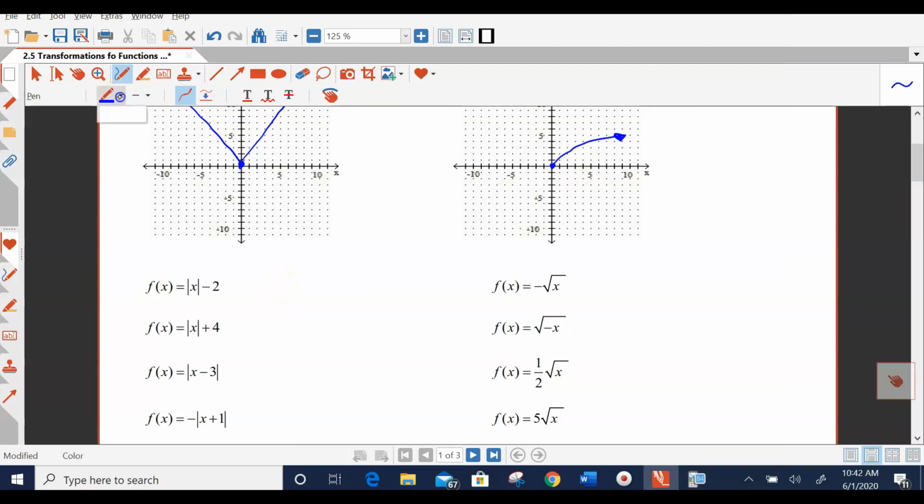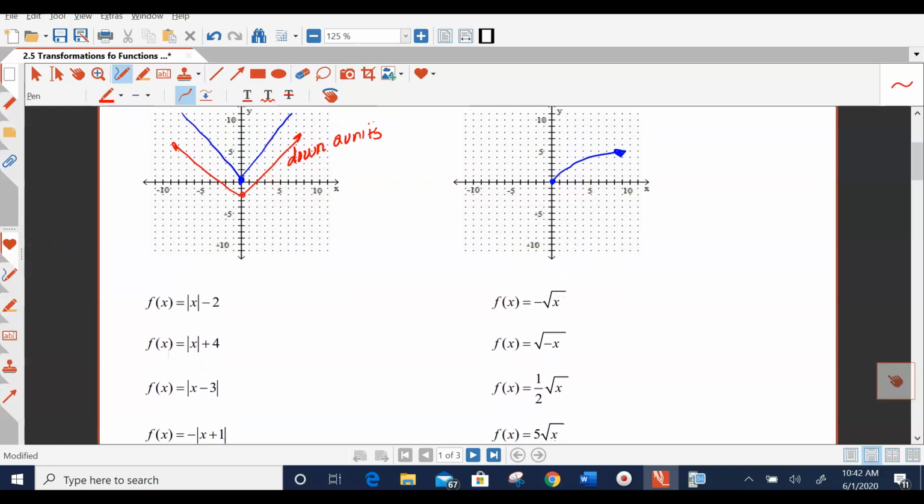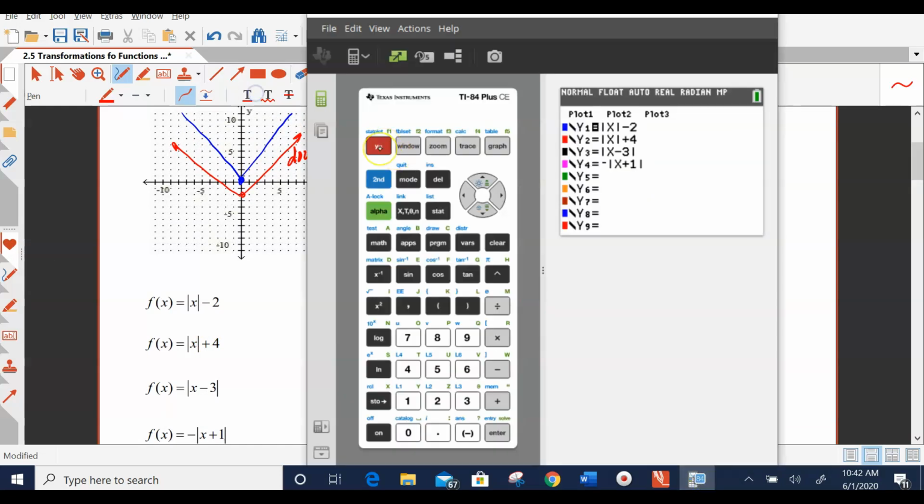So the first one looks like this. And when I compare this red one to this blue one, what I notice is that it went down 2 units. Okay, so now let's look at the next one. Let me go to y equals. I'm going to arrow over and turn this guy off, and I'm going to go down and turn this guy on, and I'm going to graph him.